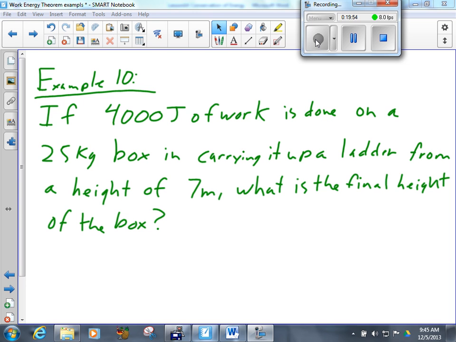Is work being done? How do you know? Not only is there a change of potential energy, but the question says 4,000 joules of work was done. Always a good indication of a work energy theorem question. Sometimes I'm actually that blatantly obvious. It said work was being done, so we know that energy is changing, and we know in this case that it's potential energy because height is mentioned a whole bunch of times in the question. Again, those are the things we have to look for when we're determining what type of question is being done.